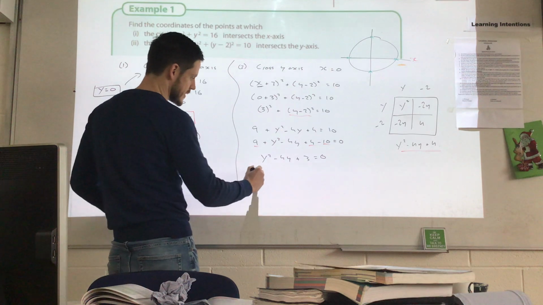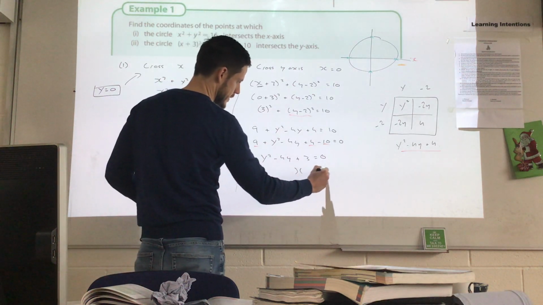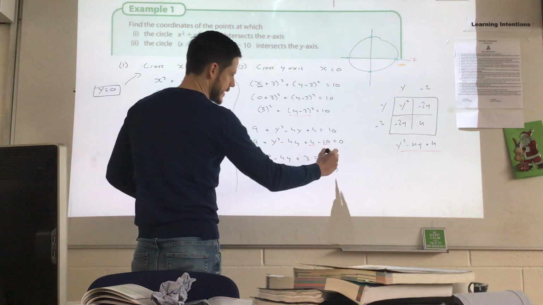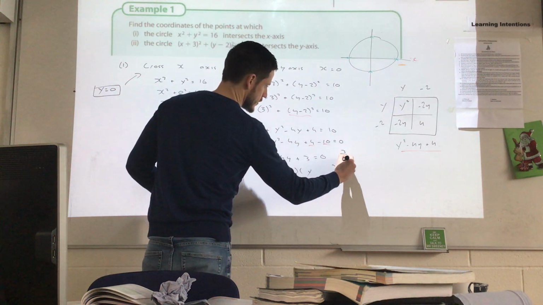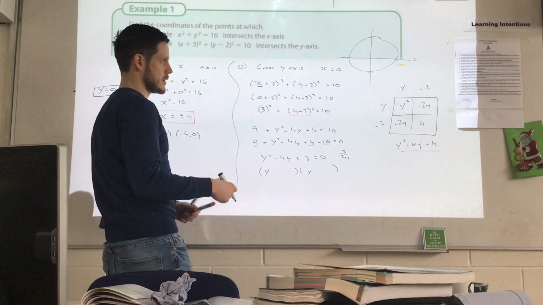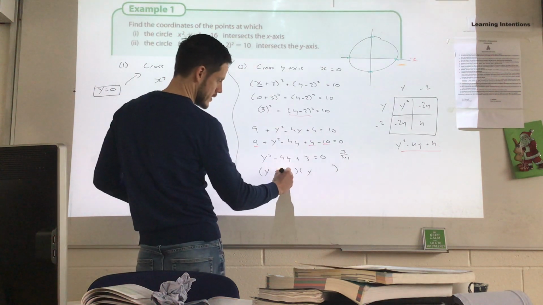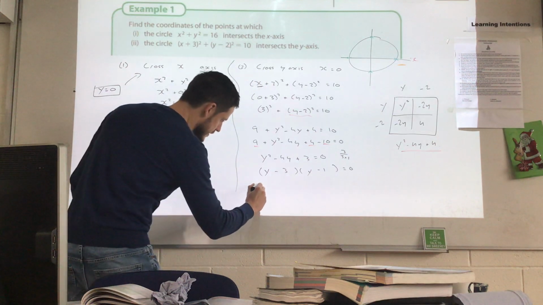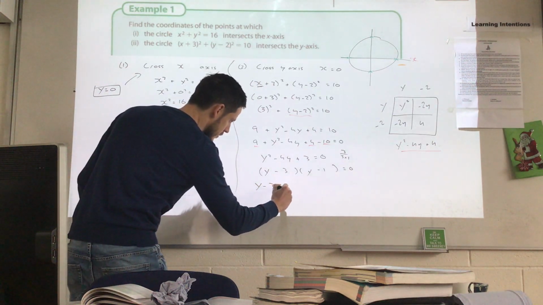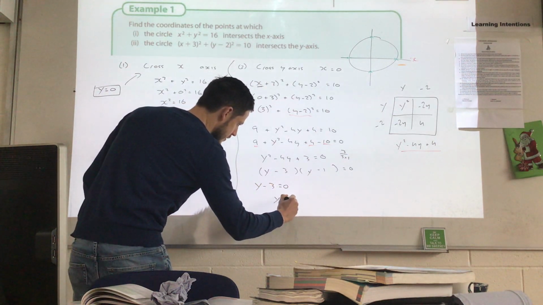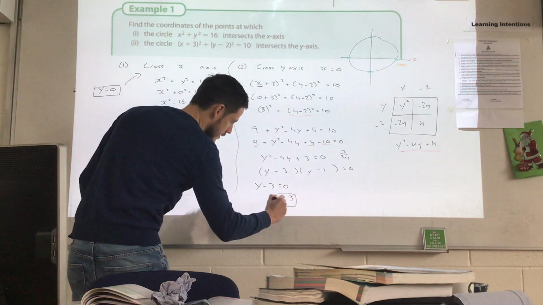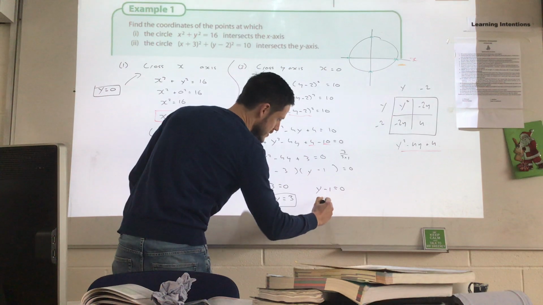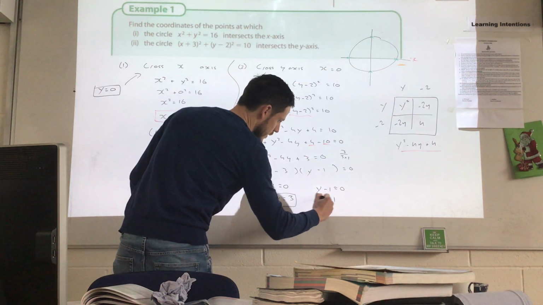And now I've got a quadratic equation. So, two brackets, and I have y at the start of each. Factors of 3, well, 3 times 1, that gives me minus 4, so minus 3 and minus 1. And remember, when I have two brackets like that, I have y minus 3 is equal to 0, so y is equal to 3. And I have y minus 1 is equal to 0. Bring my 1 across, y is equal to 1.